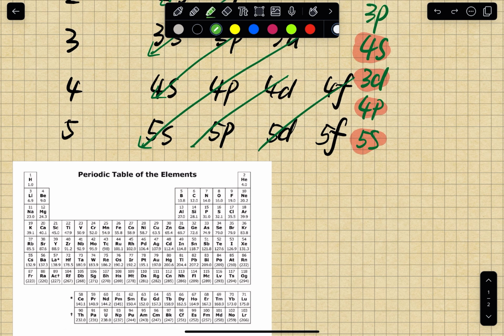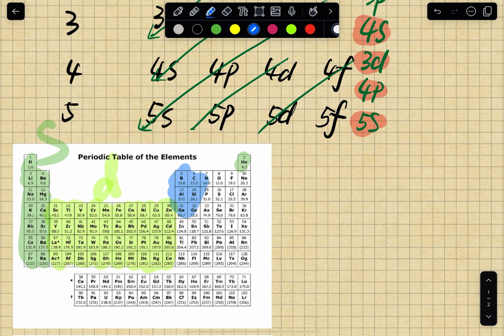So here, let's first label the S block. The S block is right here, and also this one. So this is the S block. And then we can label the D block. The D block is basically the stuff in the middle, those metals. This is my D block. And then we can go ahead and label the P block. We should have labeled the P block first, but I just did it the other way. So this is the P block, which has 3 orbitals.